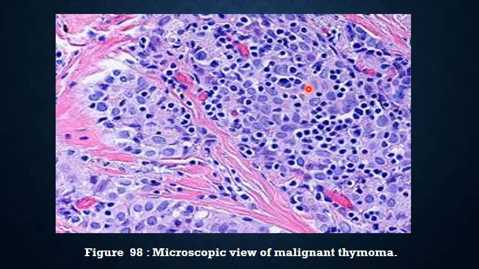This is a malignant thymoma also, which is composed of epithelial cells with a few scattered lymphocytes, T lymphocytes at the border, but it looks like squamous epithelial cells.